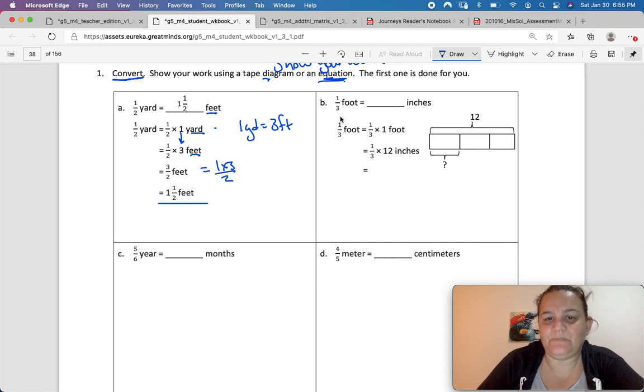Let's do B together. 1/3 of a foot into inches. You know that 1 foot, I'm going to put this here, equals 12 inches, just in case you forgot. 1/3 of a foot in inches. So for this one, we can use both a tape diagram and an equation. 1/3 of a foot equals 1/3 times 1 foot, okay? And all they've done here is they've turned 1 foot into 12 inches because 1 foot equals 12 inches. Now we can do this mathematically, okay? 1 times 12/3.